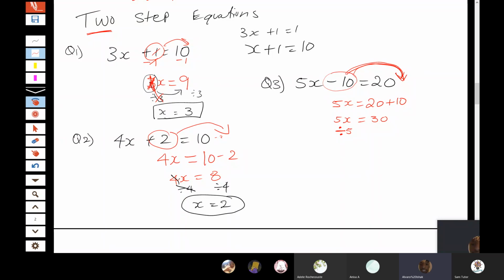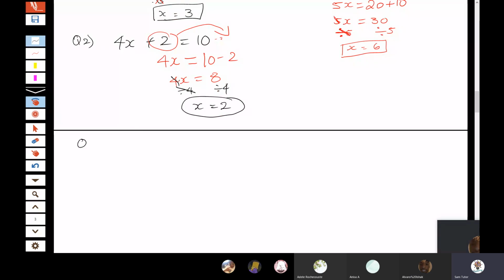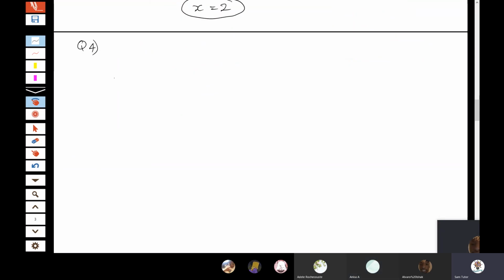So next would be divide. You would divide by 5. Why by 5? Yeah. Why? Because you had to balance out, because you had to do the inverse operation. Yeah, inverse operation of times. So you would do divide, and so x equals 6. All right. Let's do a few more, or a lot more, until we're all getting it. Question 4. Let's go again.